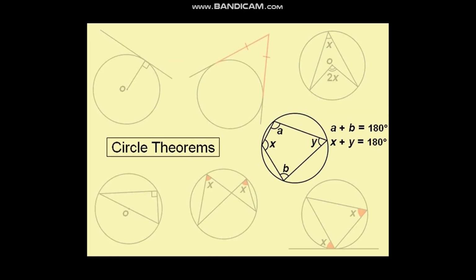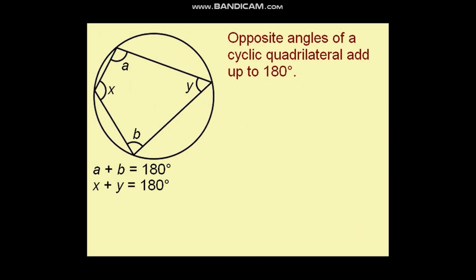Finally, we're going to look at the last circle theorem. This one tells us that the opposite angles of a cyclic quadrilateral add up to 180 degrees. A cyclic quadrilateral is any four-sided shape drawn inside a circle where the corners all touch the circumference. Two angles opposite each other add up to 180, so we have one pair here and one pair here.